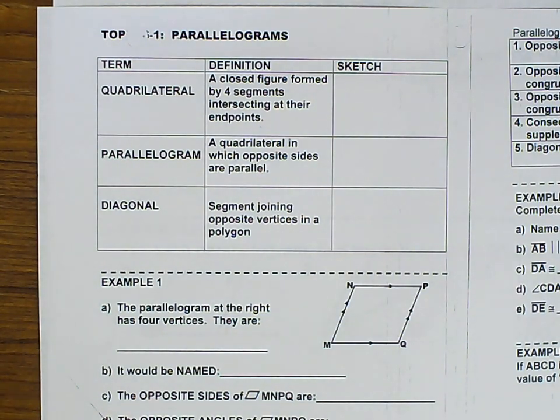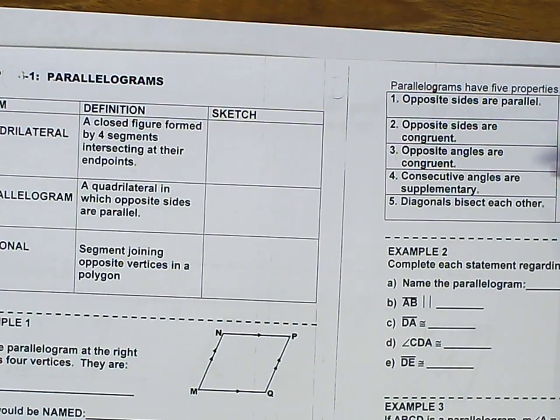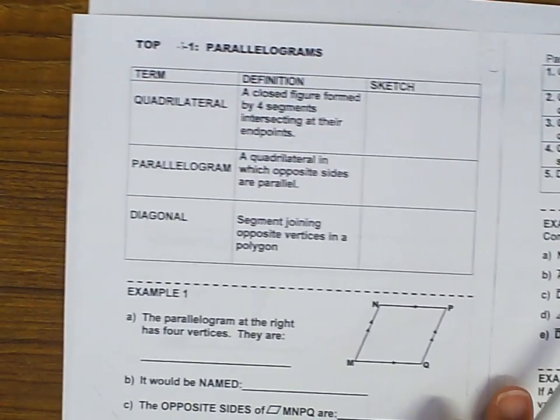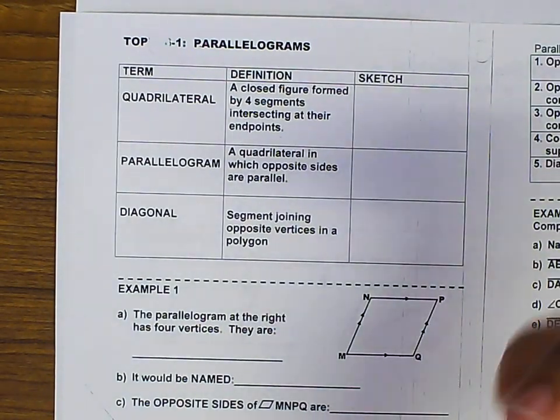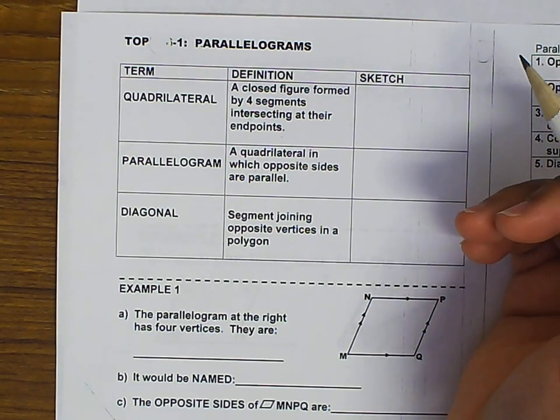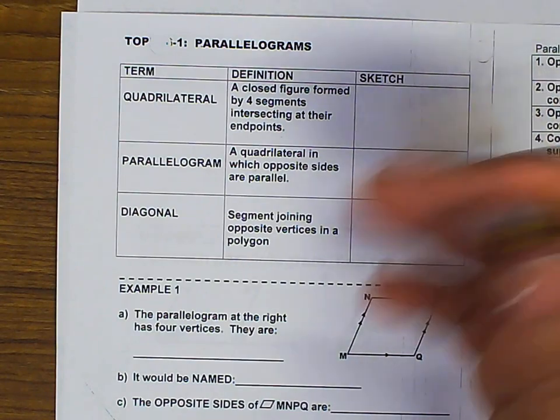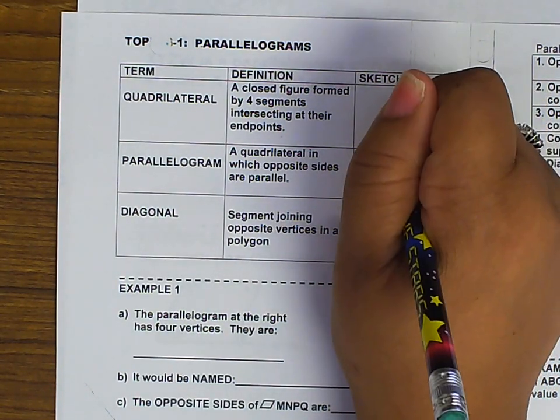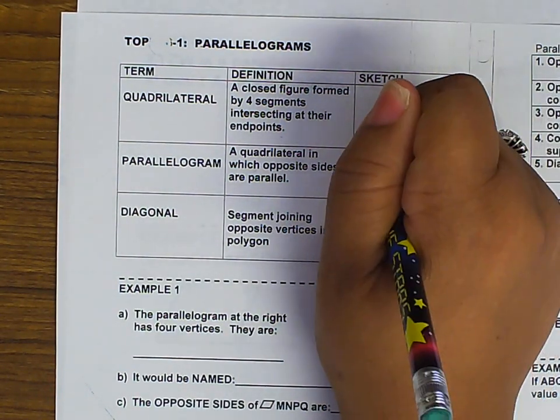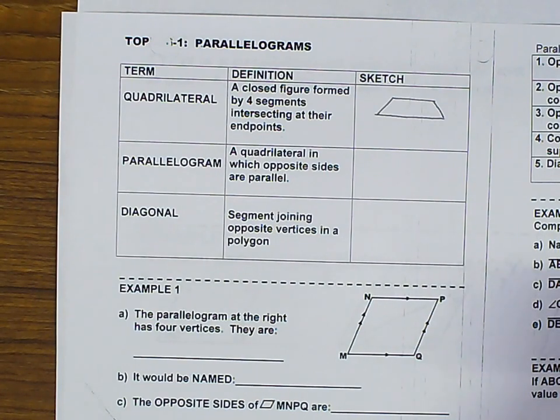Okay, so today's notes are going to be on parallelograms. As you can see, here are the properties, so you can just copy these onto your property paper. A quadrilateral is a closed figure formed by 4 segments intersecting at their endpoints. So you can draw any quadrilateral you want. I'm going to make a trapezoid. Just put that in there like that.